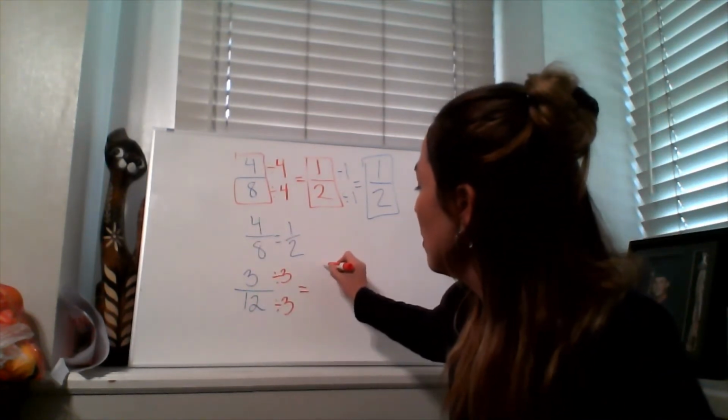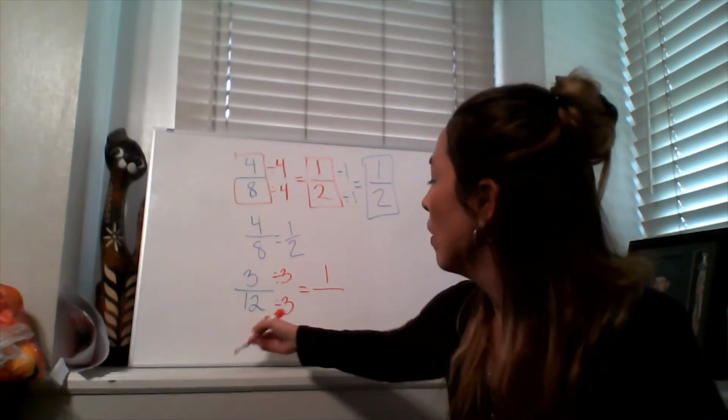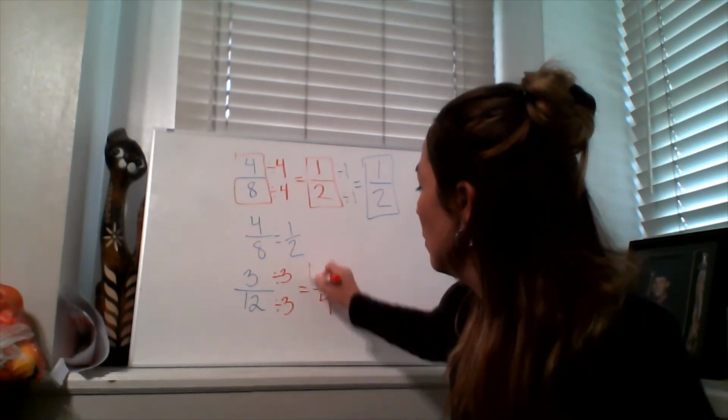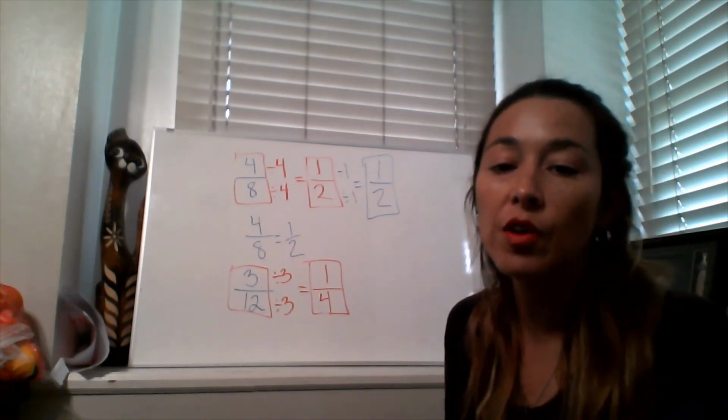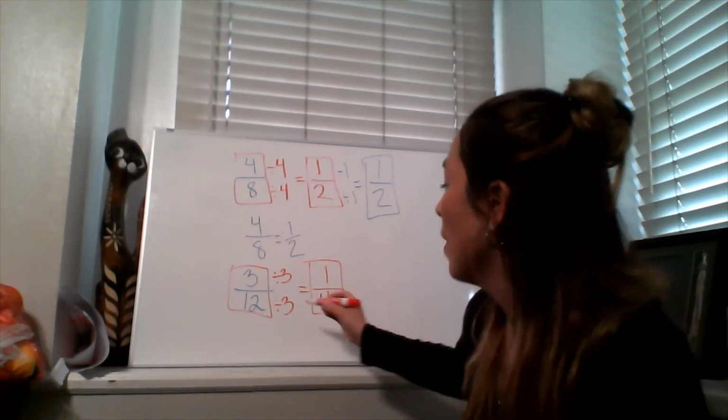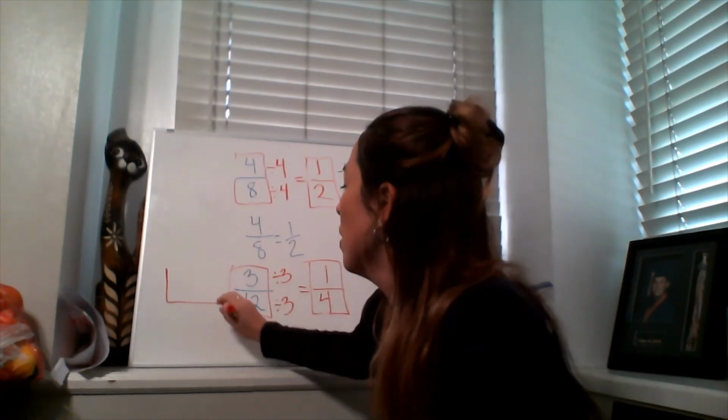3 divided by 3 is 1. 12 divided by 3 is 4. So 3/12 is equivalent to 1/4. They are the exact same thing. I will prove it to you. Some of you like those models.